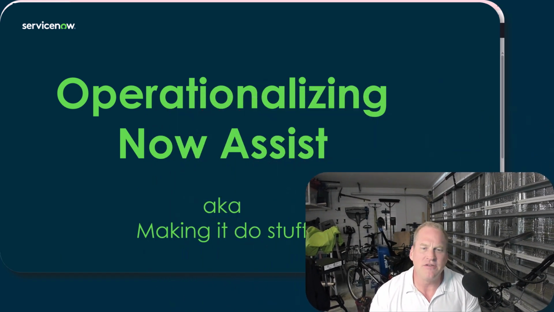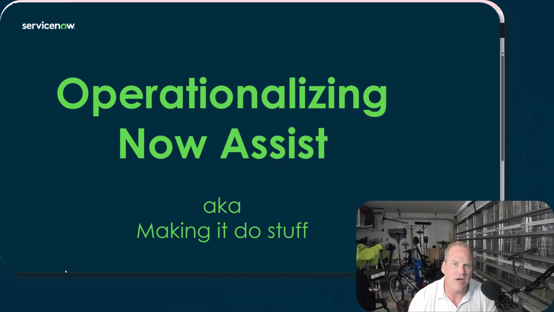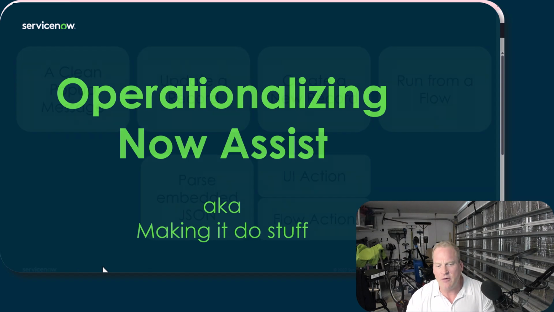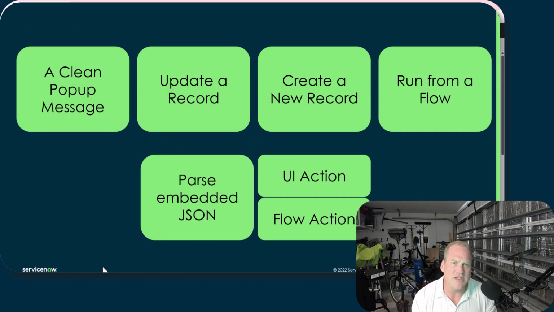We're going to talk about operationalizing. We're going to be talking about making things happen. We're going to be talking about how we take these AI agents and all these capabilities and how we bring these skills to bear for you and your customers in your environment. Now, there's a few different ways that we can do this.